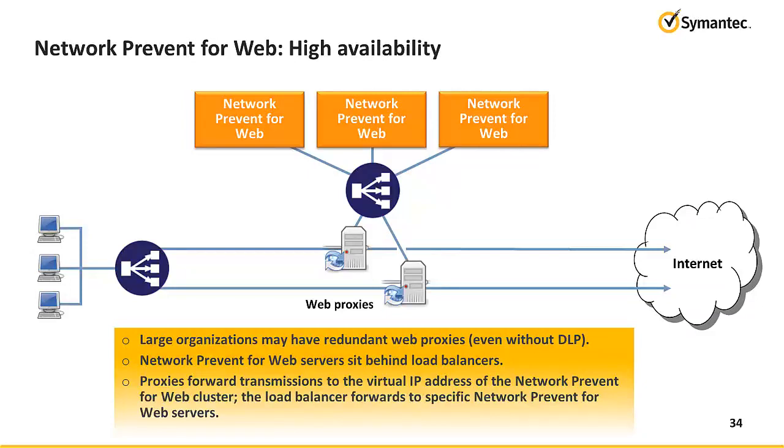Then determine the amount of HTTP or HTTPS or FTP traffic to analyze. Test a Network Prevent for web server to see how much traffic it handles in your network, which may differ from the sample performance statistics discussed earlier, and then decide how many servers are needed to handle normal traffic and then account for any occasional traffic spike.